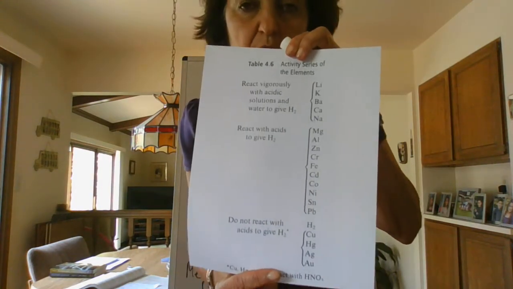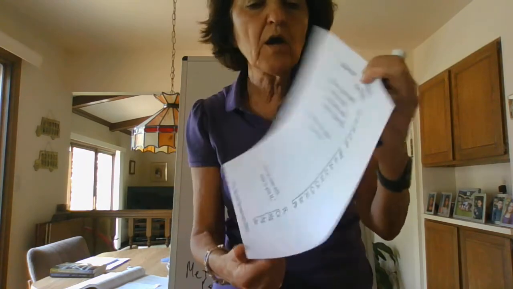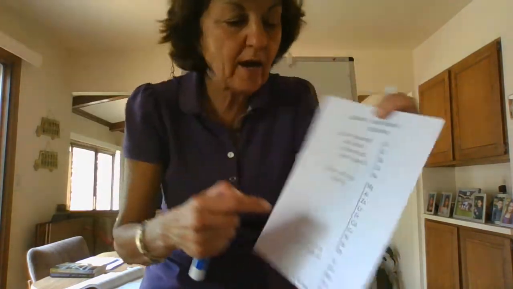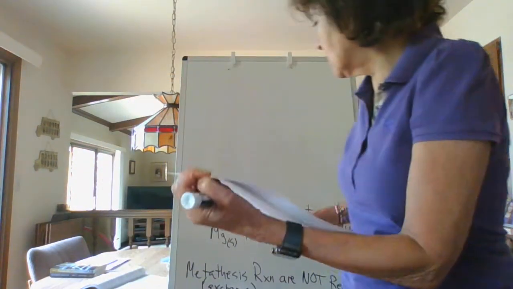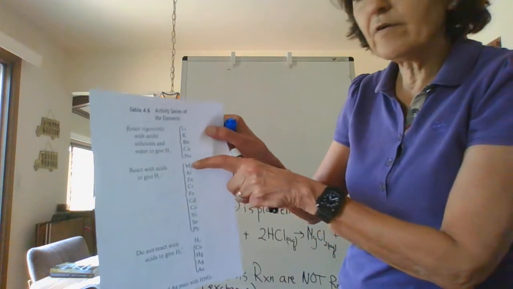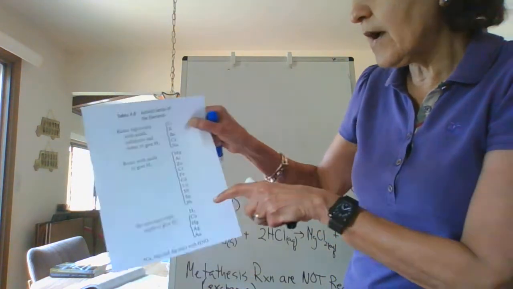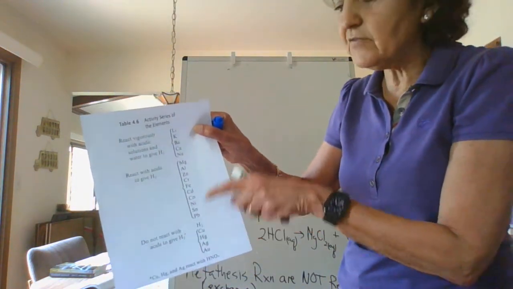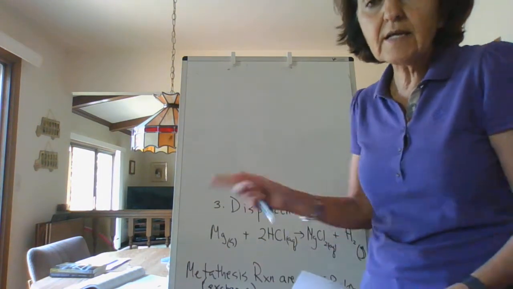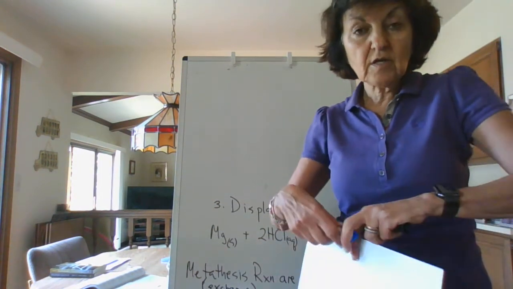So you're going to need this series here. You don't have to memorize it. I will give it to you. But this series helps you decide who can kick who out. If you look and see magnesium, magnesium is over here, okay? And it is higher than hydrogen on the activity series. Since magnesium is higher than hydrogen, it can kick the hydrogen out.